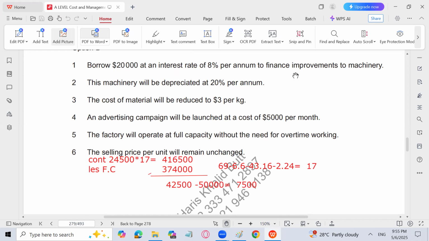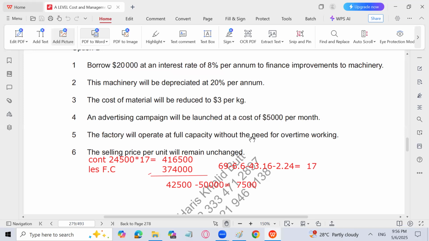That is the depreciation. Most of the students have found very difficulty in this question. After solving the question they said to me, sir, the cost of the machine was not given, so in what would we calculate the deduction? Oh, 20,000 only. Cost of material will be reduced to $3 per kg. And a pricing campaign will be launched at a cost of 5,000 per month. Per month, we have to calculate annual profit. So 5,000 into 12. 60,000 will be the increase in fixed cost.